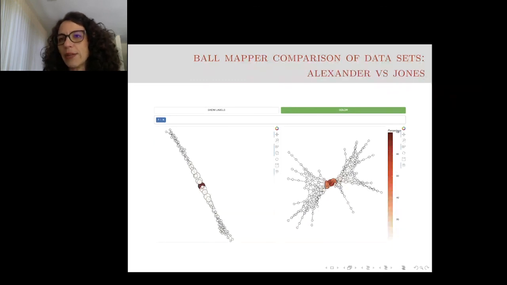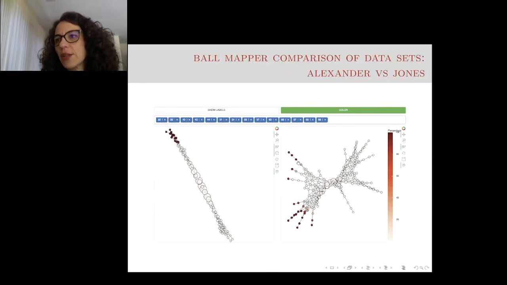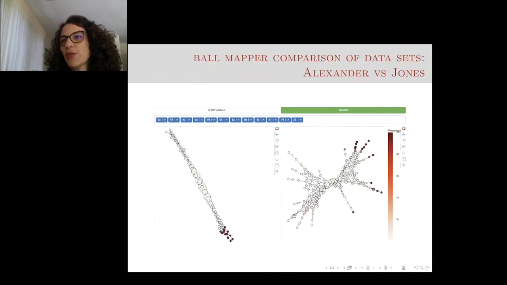Again, this can be done in the interactive setting. You can just hover over the cluster and see which knots are in there. But what you can see here is that if we label this central node and pull it back, it will roughly map here, but it will map to many different clusters in the Jones data set. Again, we can see that this flare corresponds to all of the things on one side of the ball mapper graph, and likewise for this one.